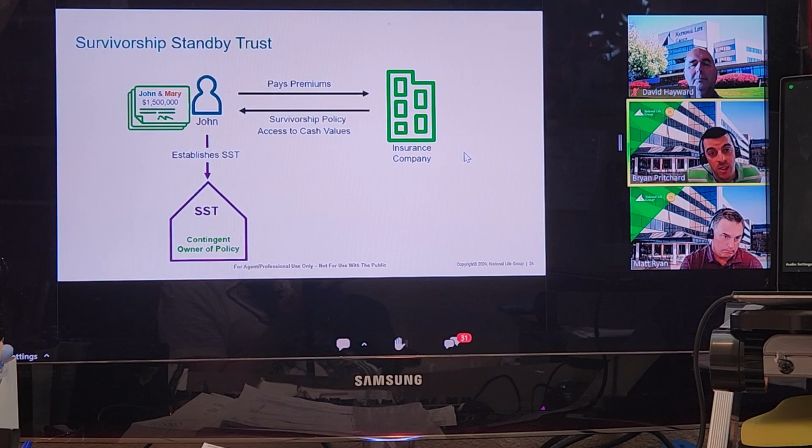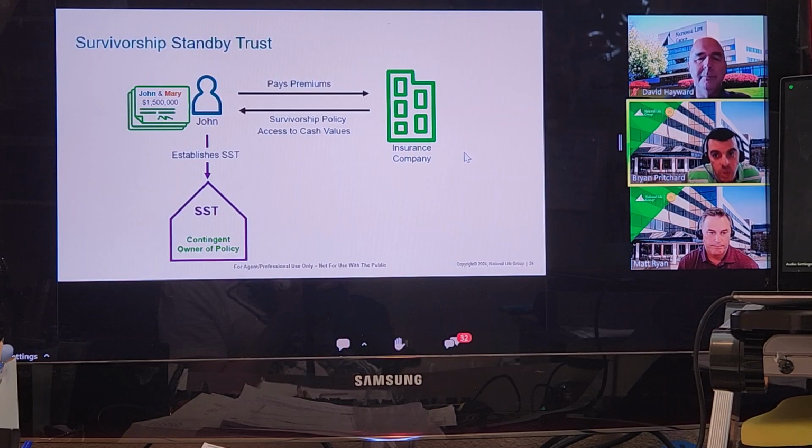Now, you might be saying, well, it's a second to die policy on John and Mary. Why is John the policy owner? Well, in this case, John is 1 year older than Mary, and the male, in general, does not have the longevity that females may have. So if there is an individual in your planning where one may not have longevity on their side, maybe less healthy for whatever reason, that is the individual that you would want to own the policy.